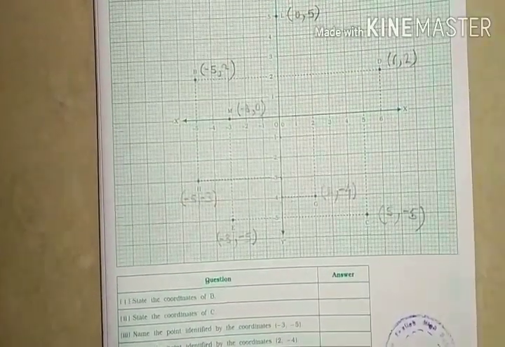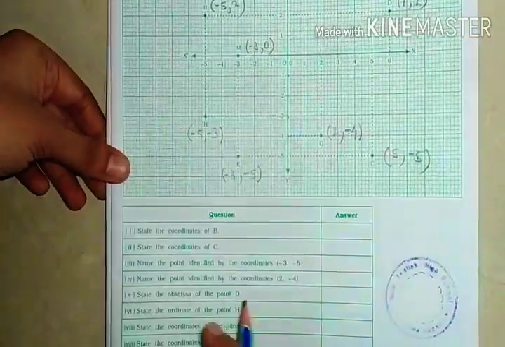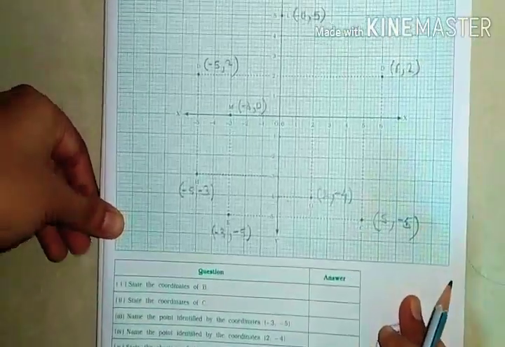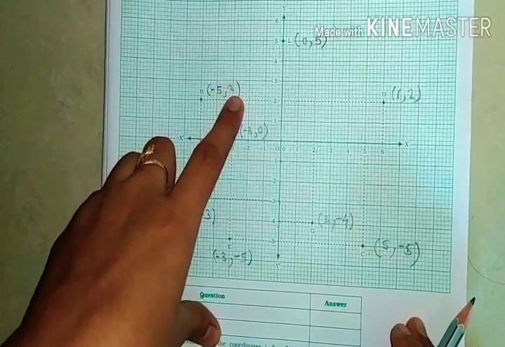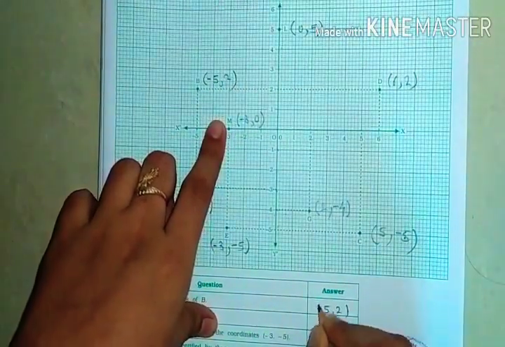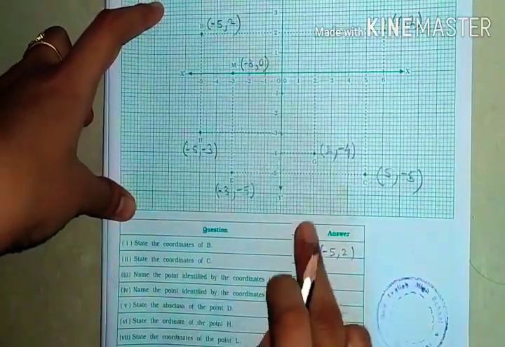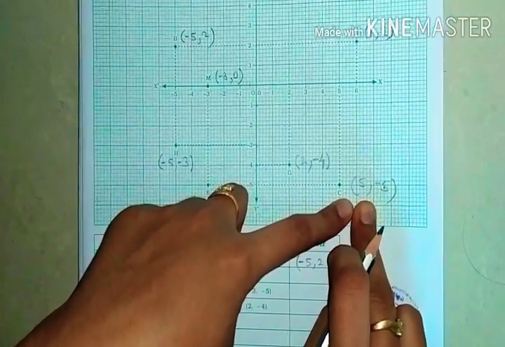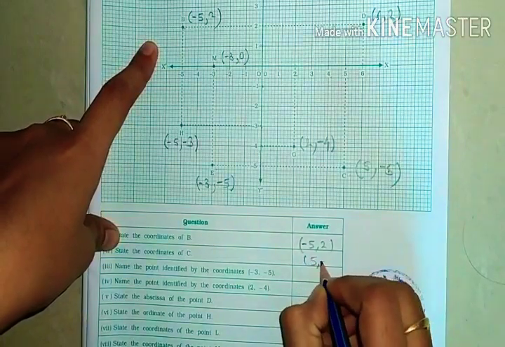Students, now we will write the answers of these following questions. First question is, state the coordinates of B. Where is B? Here, coordinates of B are (-5, 2). Next, state the coordinates of C. Where is C? Here, the coordinates of C are equal to (5, -5).